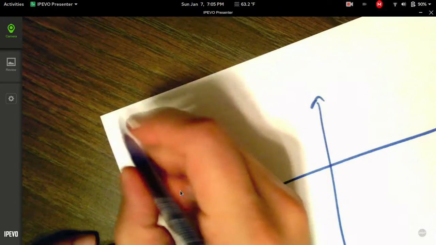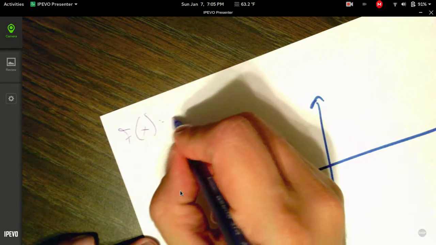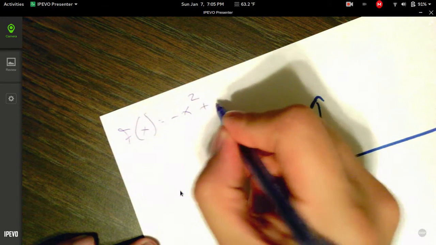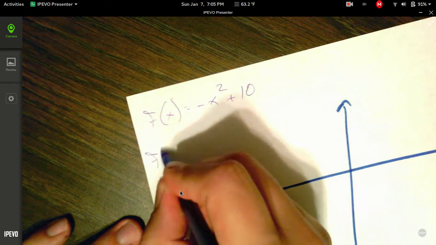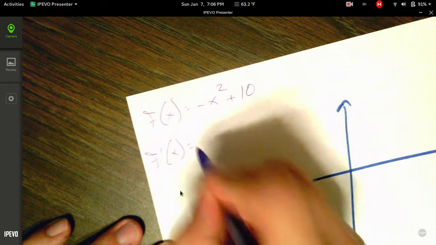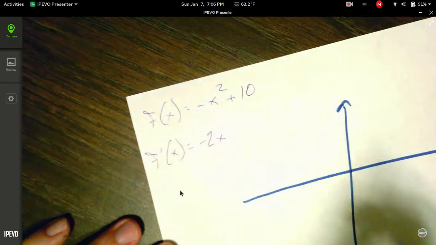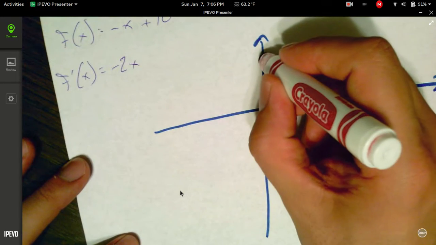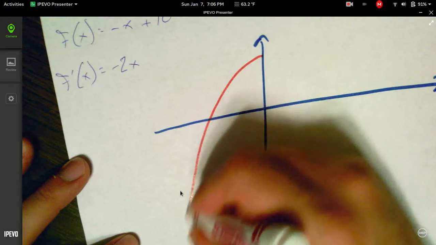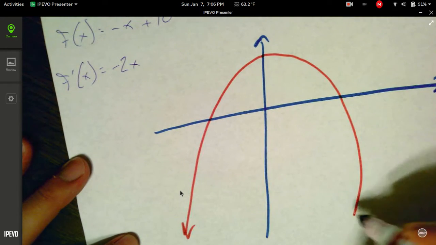I'm going to use the function f of x equals, I'm still going to use negative x squared, but I'm going to do negative x squared plus 10. F prime of x of this, I'm not going to do the steps here. You guys can do this to confirm it. It's going to work out to negative 2x, so it has the same derivative as our last function. All that's really going to be different here is that the graph itself is just going to be shifted up 10.